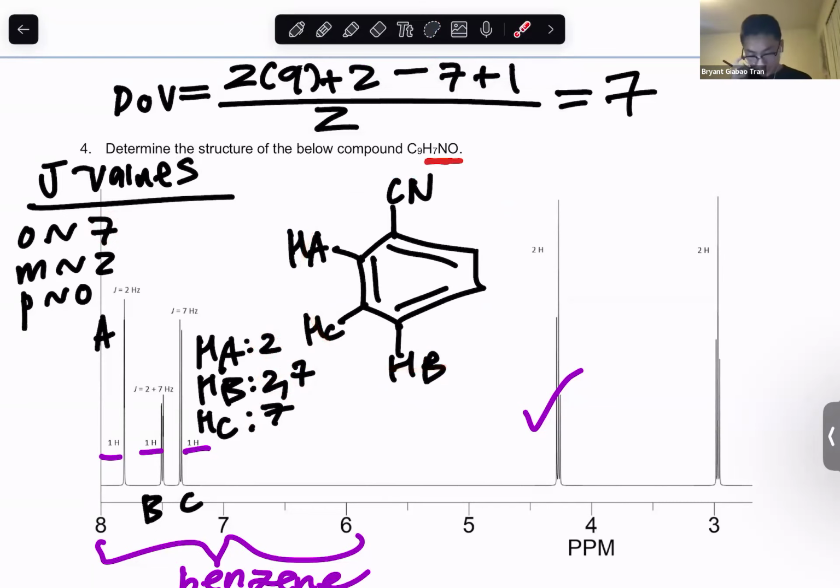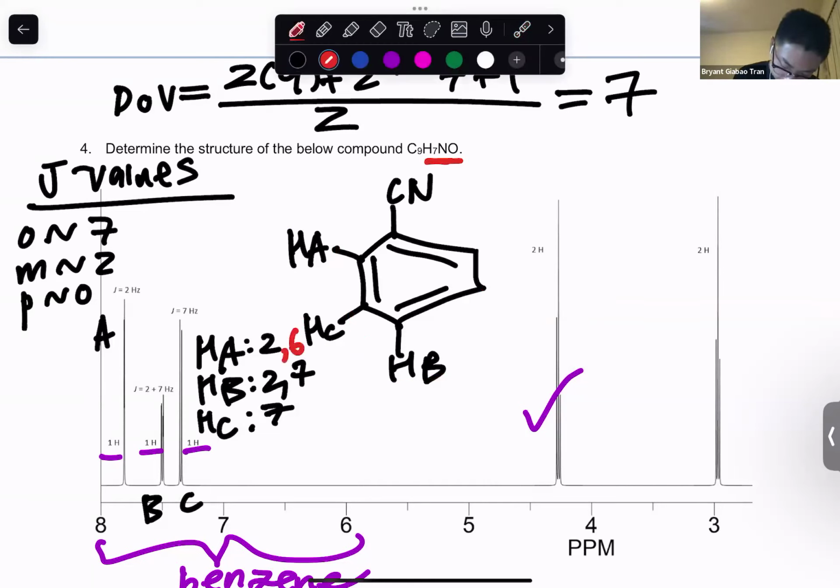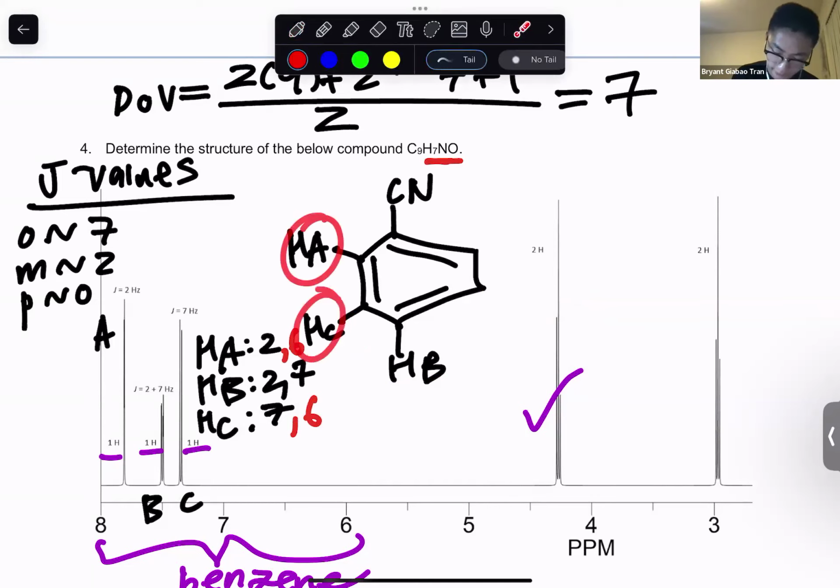I don't agree with that. I think it would just be right here, HC, because yes, the hydrogen C and B are still ortho to each other, but the key would also make A and C ortho to each other. So I would expect another J value around 7 with A and C as well to show that they are also ortho to each other. But we don't have any J values for A and C that show that they are ortho to each other.